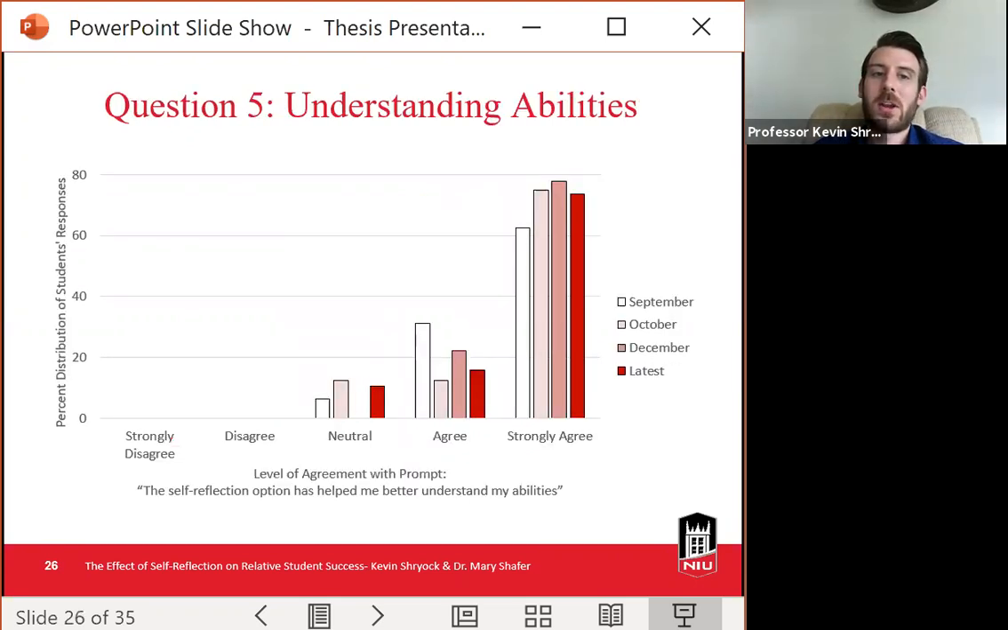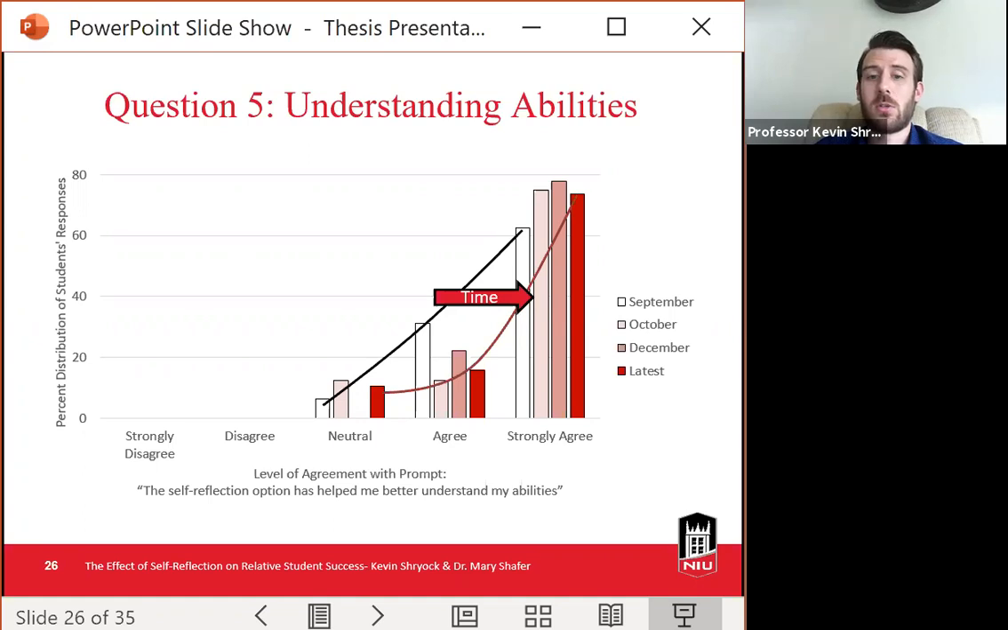What about understanding abilities? Students were also asked again to rank their agreement on a scale from 1 to 5 with the prompt, the self-reflection option has helped me better understand my abilities. And the average agreement was statistically significant at every single time we surveyed throughout the semester. What's more is that the distribution shows a general trend towards the positive over time.